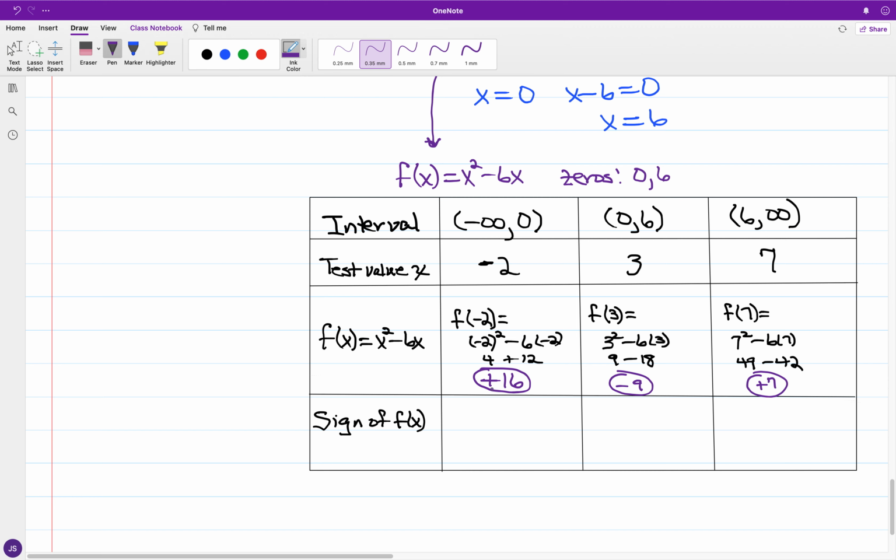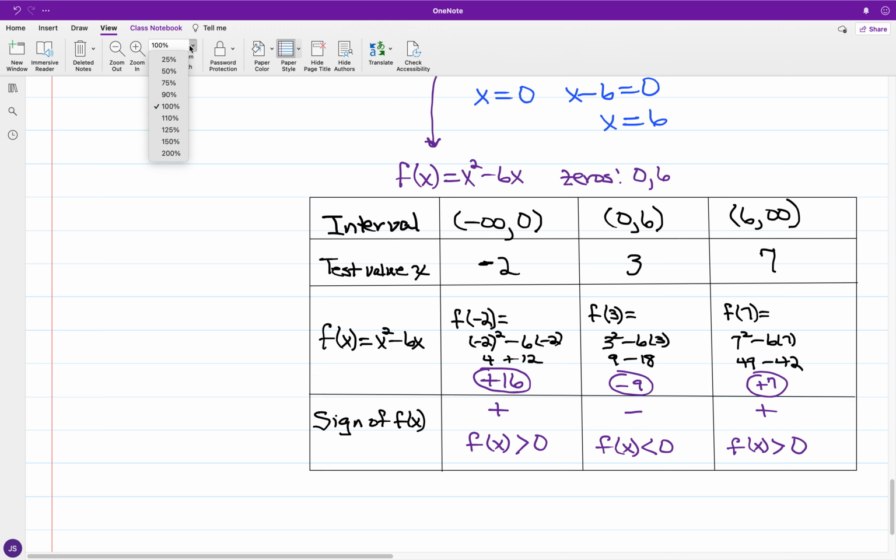Okay, so for the sign of f of x, anything I plug in less than 0 is going to result as a positive value. So here I'm going to have that f of x is greater than 0. Anything I plug in greater than 0 and less than 6 is going to result as a negative output. So I'm going to have that f of x is less than 0, and then anything I plug in higher than 6 for x, the output is always going to be positive for that particular function. So I have that f of x is greater than 0.